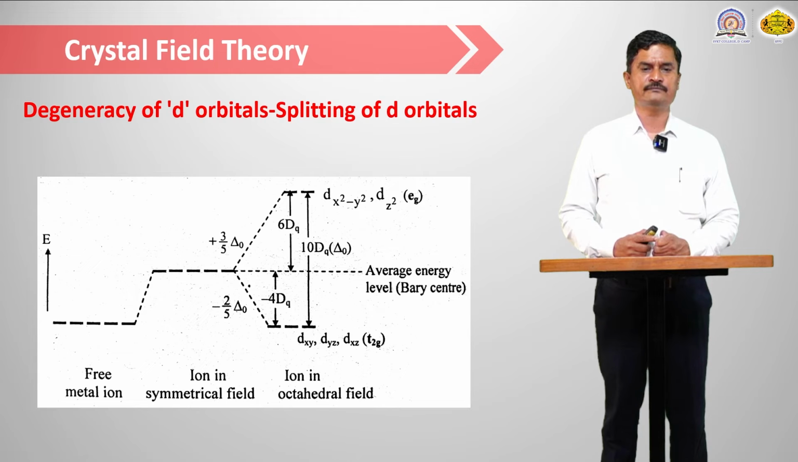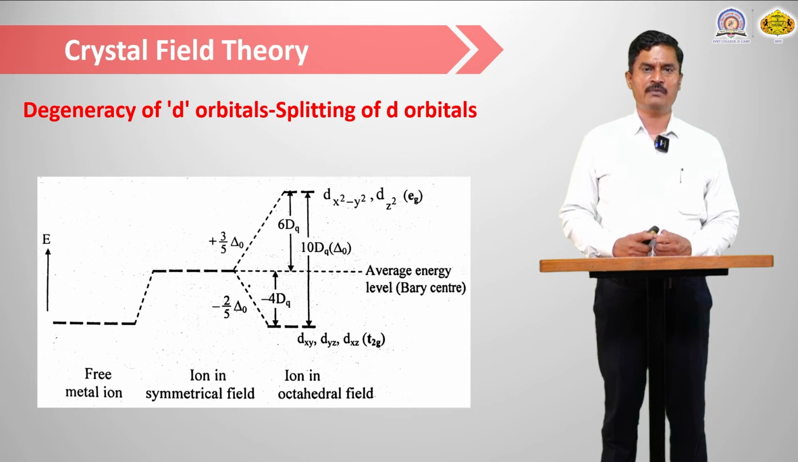The degeneracy of the d orbitals is removed in the presence of the ligand field. That is known as splitting of the d orbitals. In this figure, in the free ion, all 5 d orbitals are equal in energy, because all these orbitals are at the same energy. But when the ion is placed in the ligand field, the energy of all 5 orbitals increases. This is the ion in a symmetrical ligand field, where there is no formation of a bond, which is why the energy of all 5 orbitals increases.